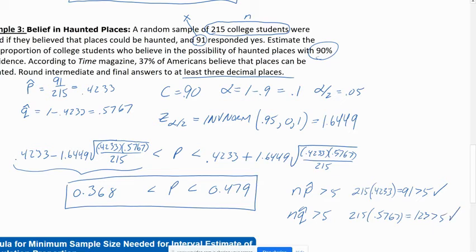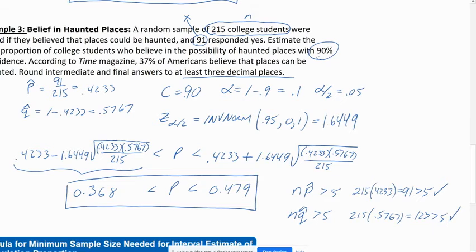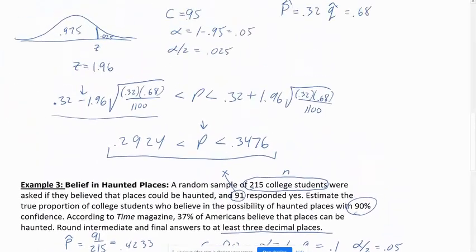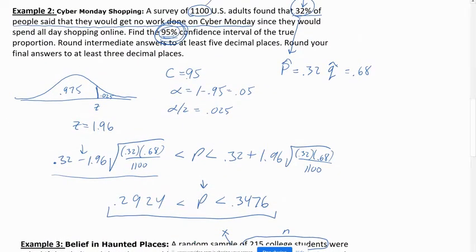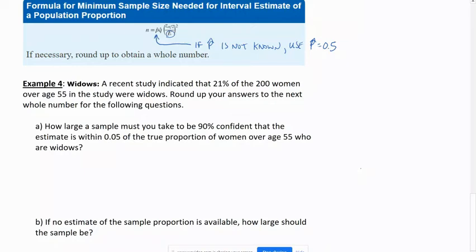Okay, so it's a good idea to check and make sure your sample size is big enough. If we go back to example 2, we could check the same thing. But in this case, we have 1,100 people in our sample, so this should not be a problem at all. If I do 1,100 times P, which was 0.32, that is 352, well bigger than 5. And if we do the same thing with Q, it's going to be even bigger than that.